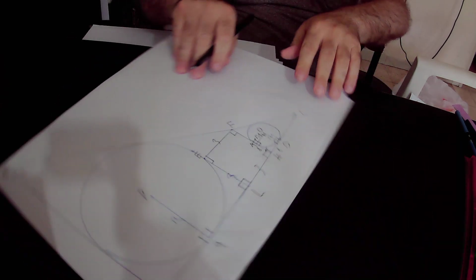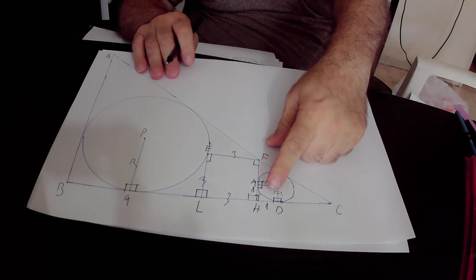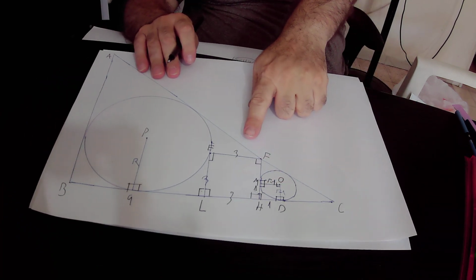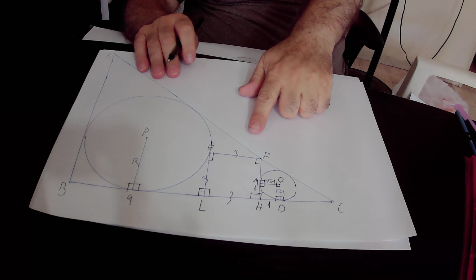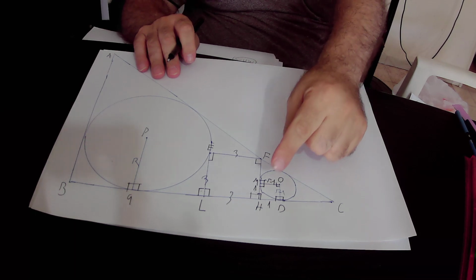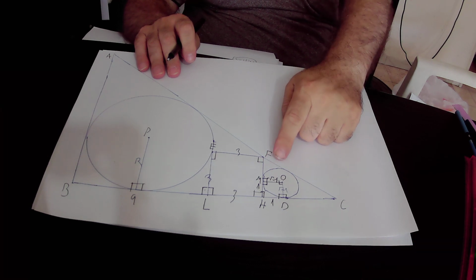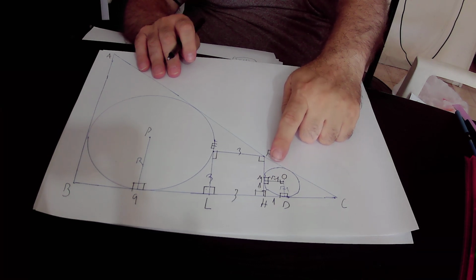So here, FH is one side of square EFLH, therefore it is equal to 3 units. MH equals 1, therefore FM will be equal to 3 minus 1, that is 2.